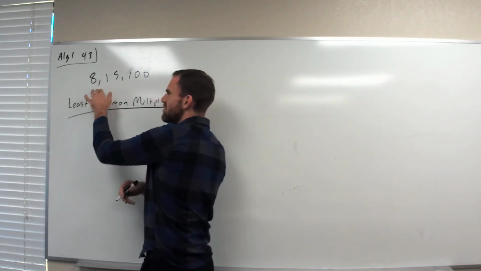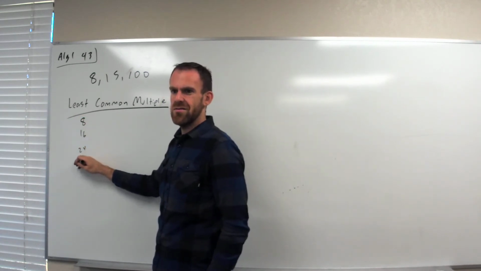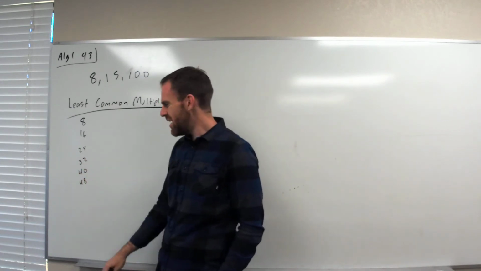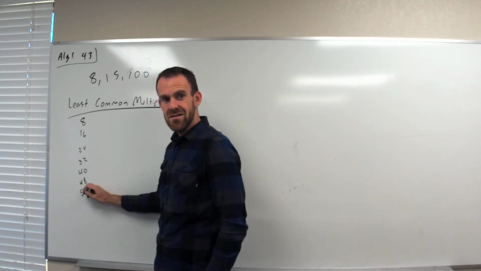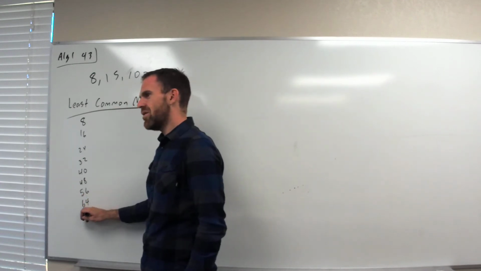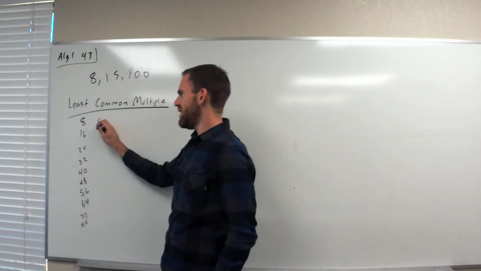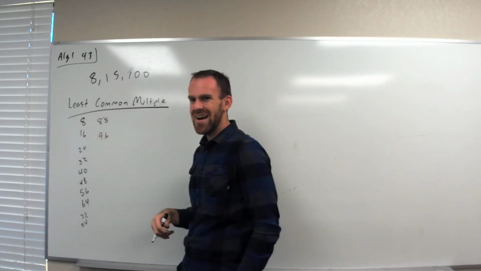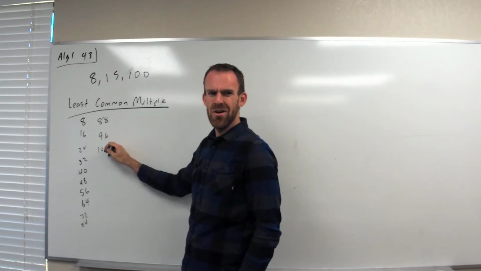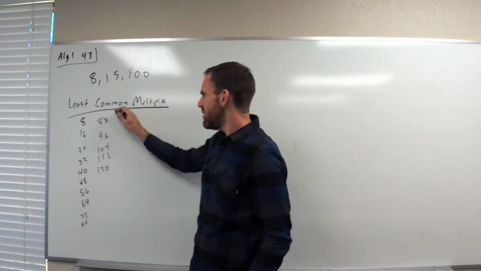Really what you have to do is you know that 8 goes into what numbers? Well, 16, 24, 32, 40, 48, 56, 64, 72, 80, 88, 96. Come on, guys. You can add 8. You got this. All right, let's go. Keep going. 104, 112, 120, and so on, right? How many do we do?